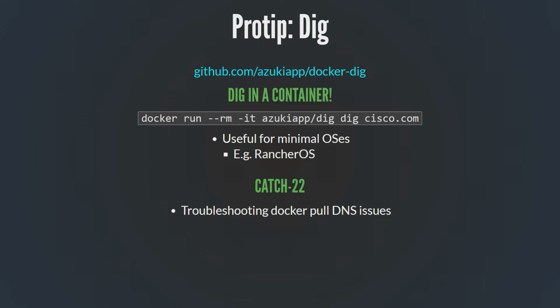But I quickly found that there's a catch-22 with this. If you're trying to troubleshoot the DNS issues for pulling an image, and you want to use dig to do that, you can't get it. So that was a thing I had to work around.